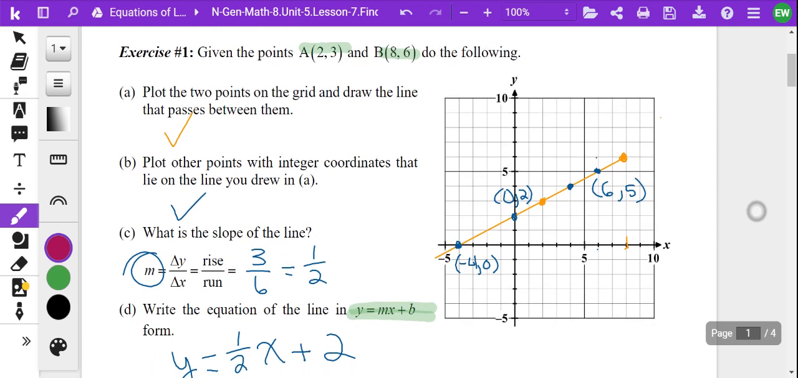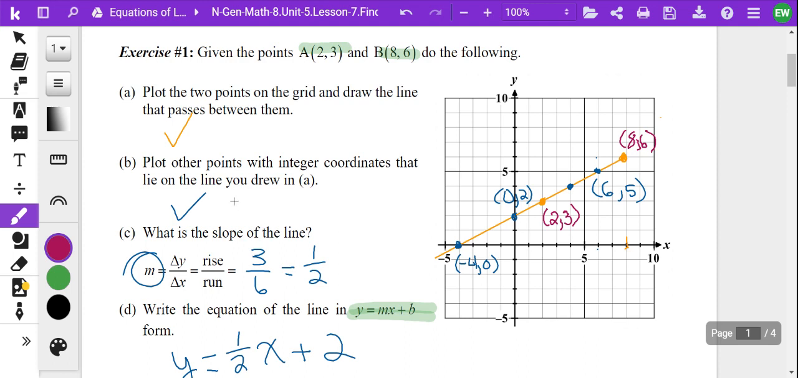So the first thing we were given are 2 points, point A and B, and we graphed those. Point A was (2, 3), and that's right here. And point B was (8, 6), and we graphed that over here. After we graphed those 2 points, we drew a line through them. And that is our unique line. So we can check that off.